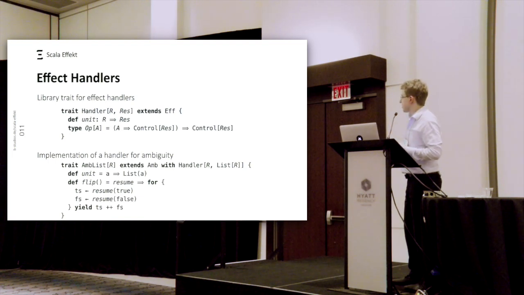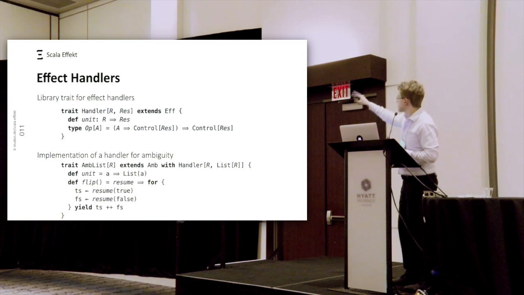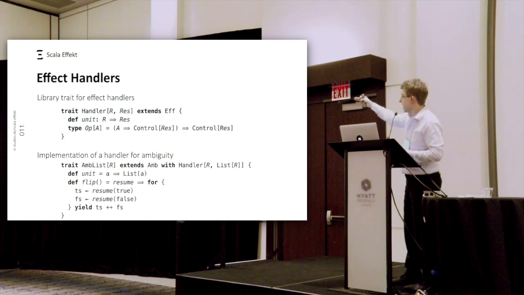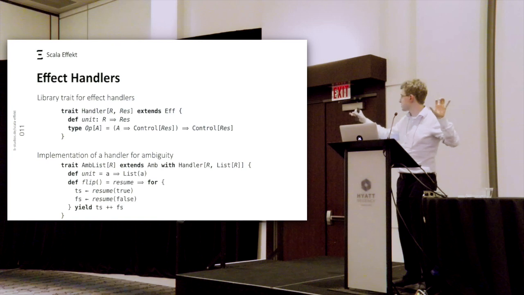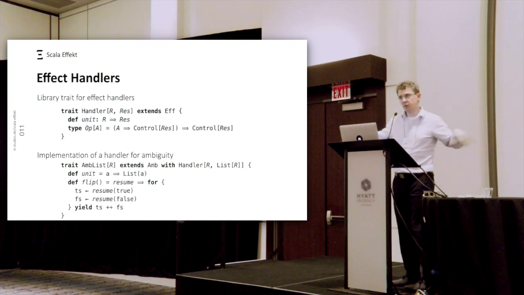So in our AmbList implementation down here, we see this first argument, resume, is of type Boolean to Control[Res]. It's the continuation, and we call this continuation, or this context of the effect operation, twice. We call it once with true, once with false. We get lists because we interpret into a list, and then we concatenate the lists to enumerate all of the possible control flow paths.